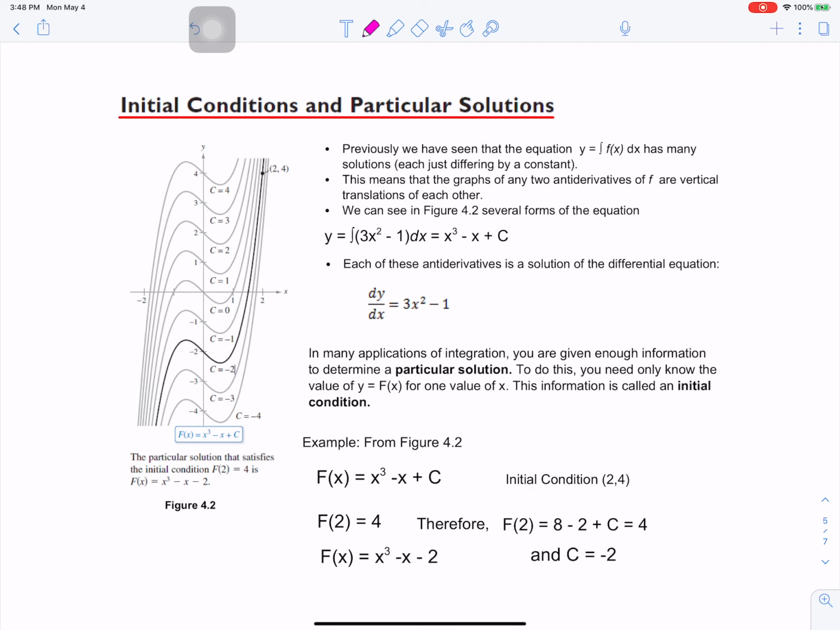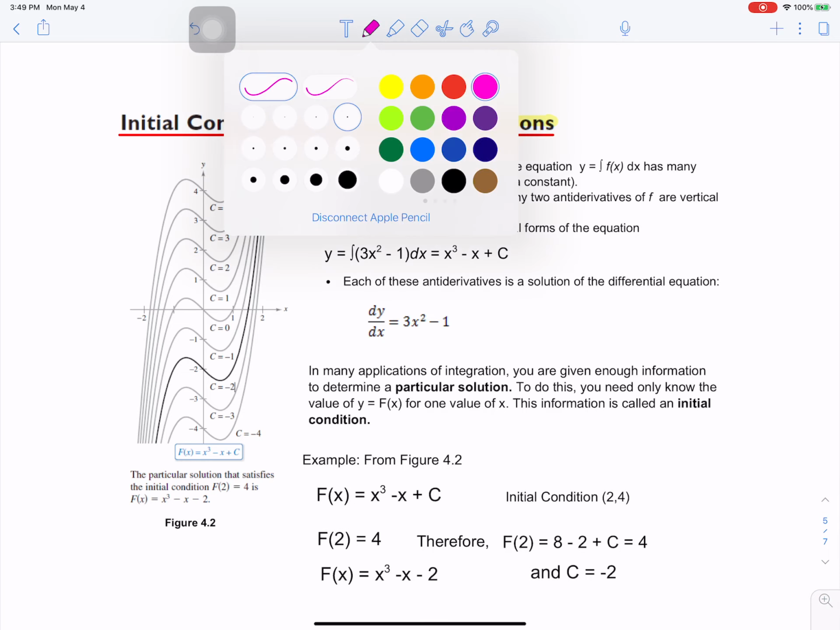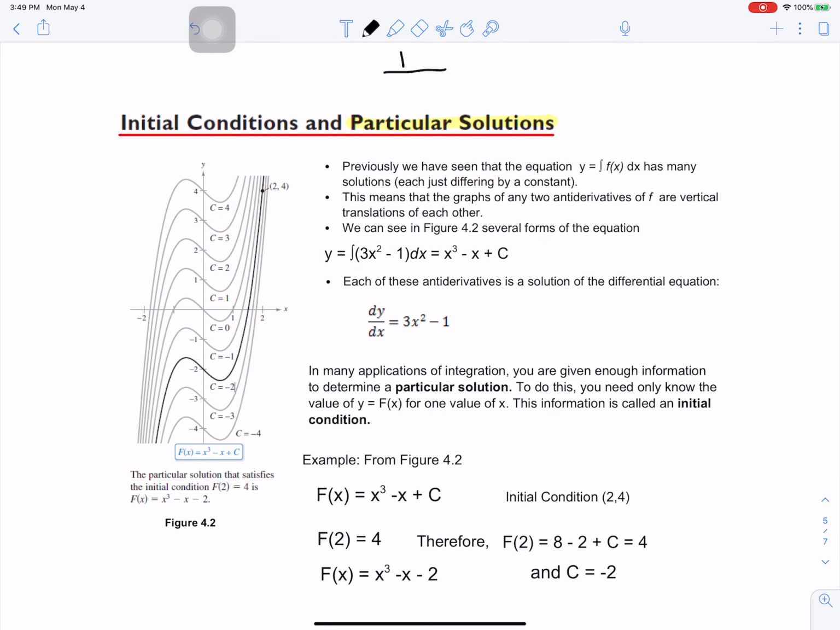Let's continue where we left off. So we need to find particular solutions now. This is slightly different because I'm taking my general solution, which has my answer, capital F of x, my antiderivative, plus some constant. But a particular solution is solve for that constant. Solve for c by getting a point.